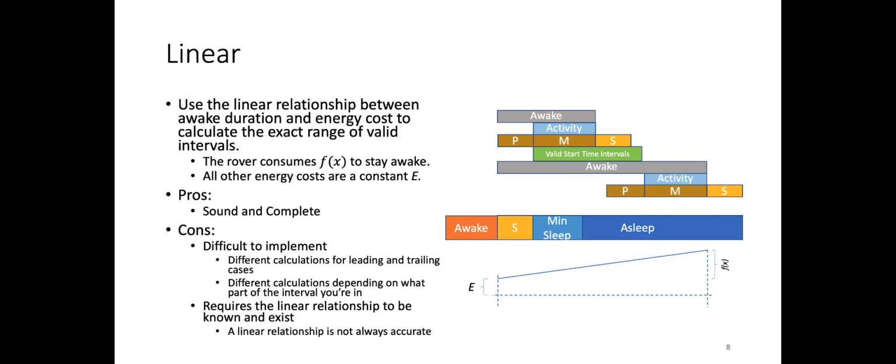The third approach is sort of the most elegant approach, and this is what we call the linear approach. You know the case where there's no overlap, you know the case where there's complete overlap, and you linearly interpolate in between, assuming that linear consumption, depending on the amount of overlap, is the appropriate relationship, which for our power model, in fact, it is. The pro is this is sound and complete, and the con is it's more challenging to implement.